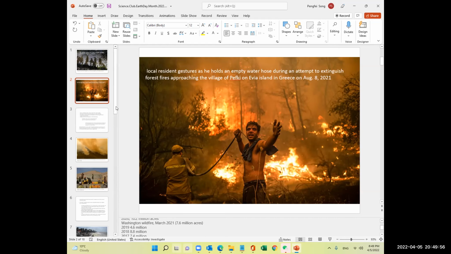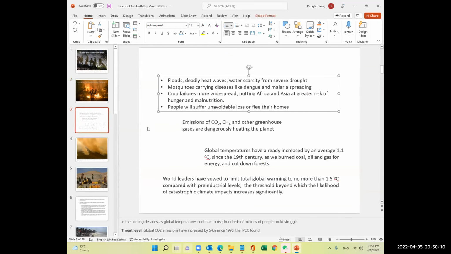And this picture here is from a wildfire in a village in Greece. So it happens in other countries as well, in Greece, in Australia. Because of the emissions of these greenhouse gases, which include CO2, methane, and other gases, they are heating up the planet. And because of that, it kind of messes up the regulatory system of the atmosphere.